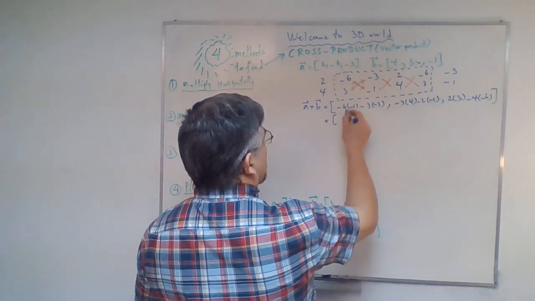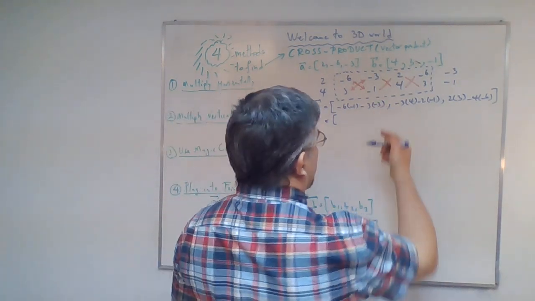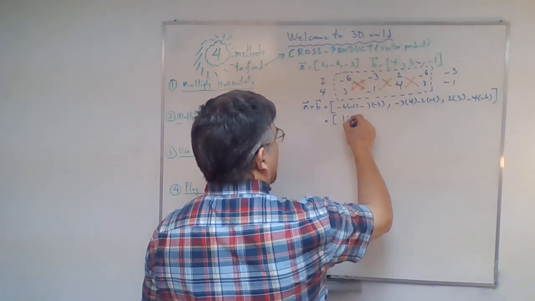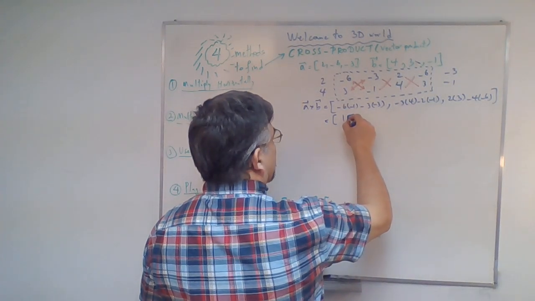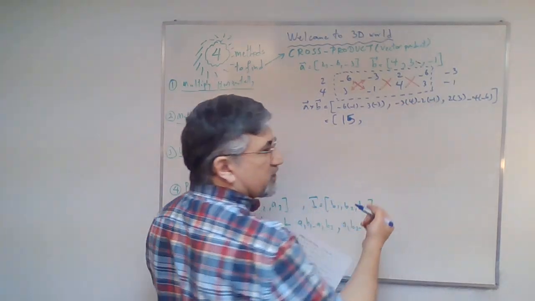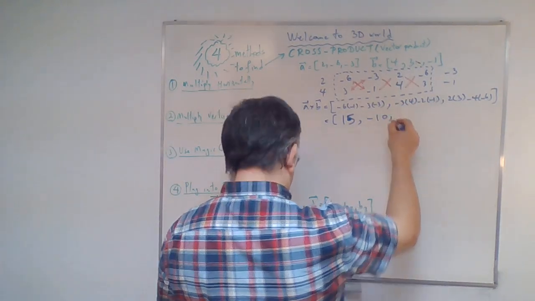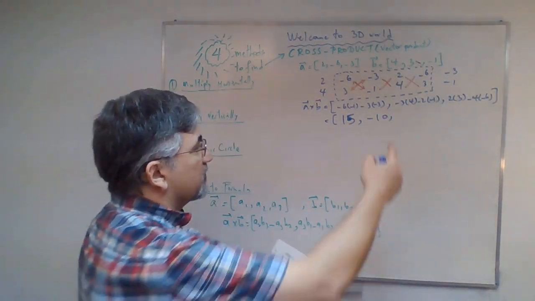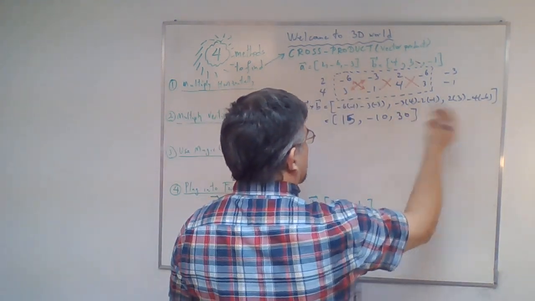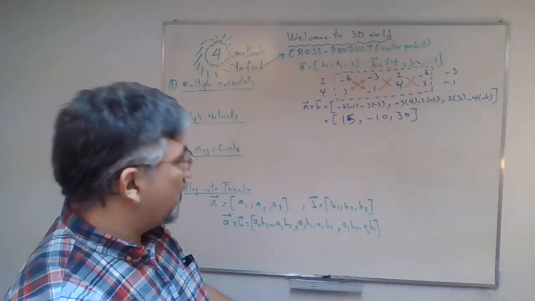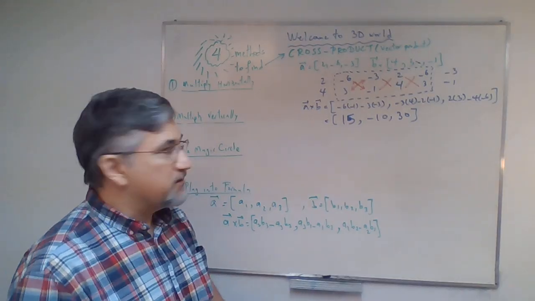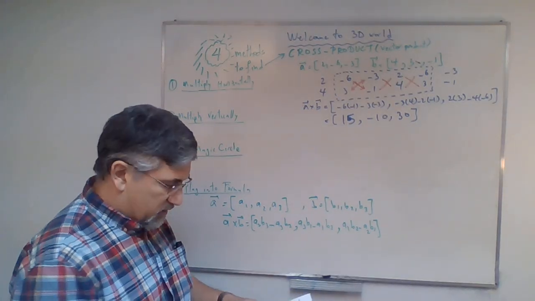So the answer would be here 6, and that is positive 9. They add up to 15. And this is -12 plus 2, which is -10. And then we have 6 plus 24, which is 30. So there you go. The answer is 15, -10, and 30. That's the cross product of the two vectors A and B. That's one way of doing it.